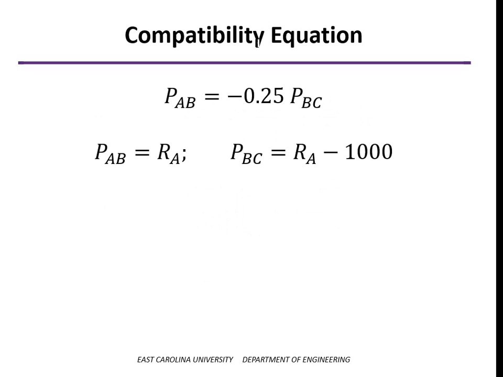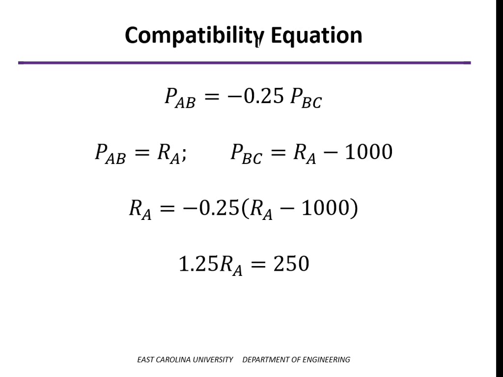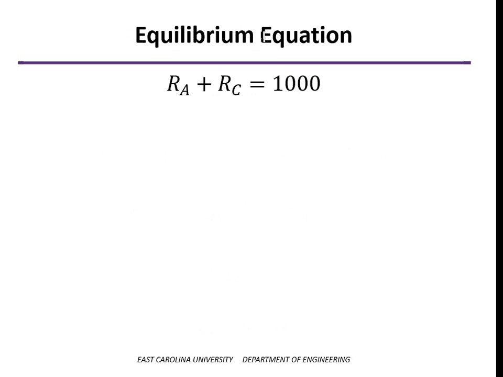And again, the relationships between the stress resultants and the reaction forces are as they were before, and so we can substitute those into the compatibility equation and solve once again for the reaction force at end A, and that ends up being 200 pounds. And from equilibrium then, the reaction at C is going to be 800 pounds.